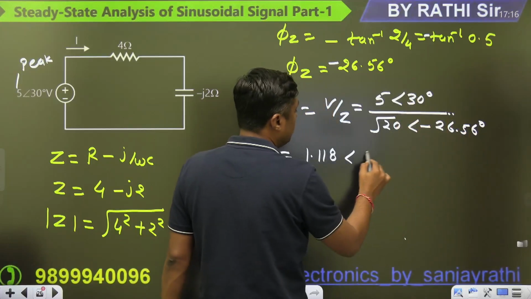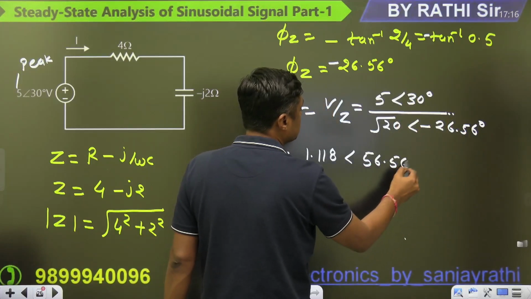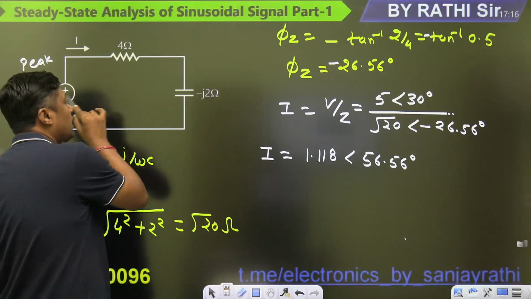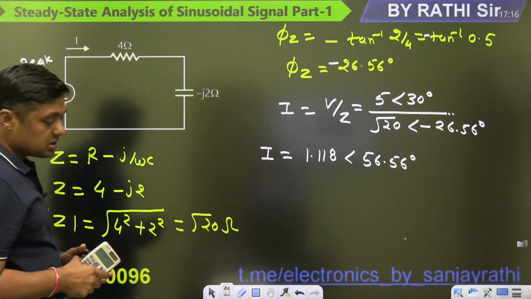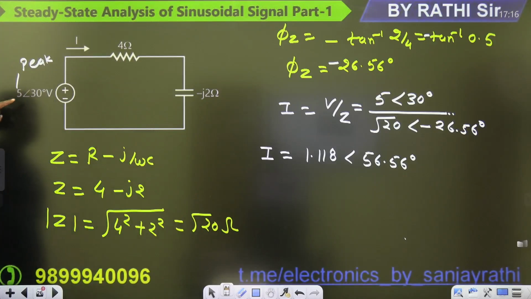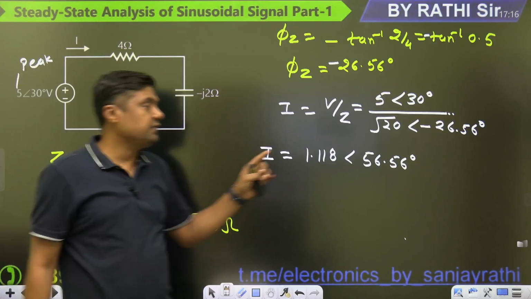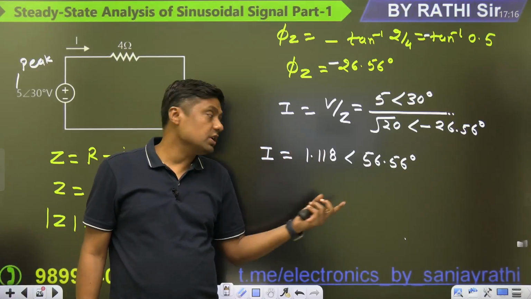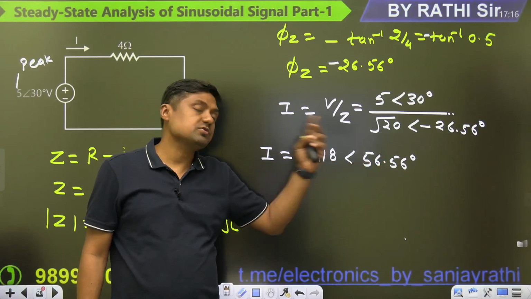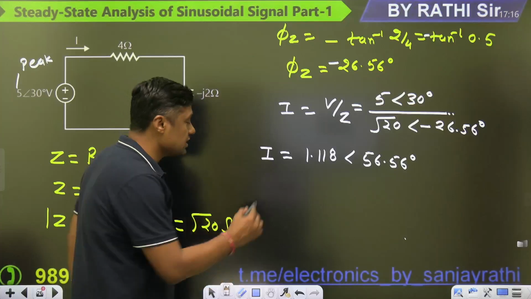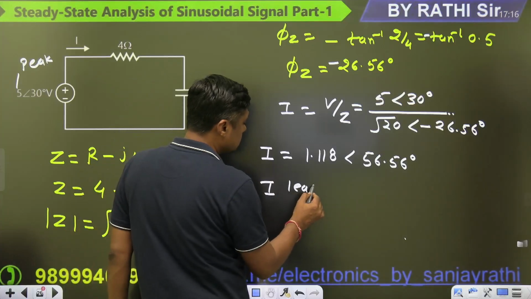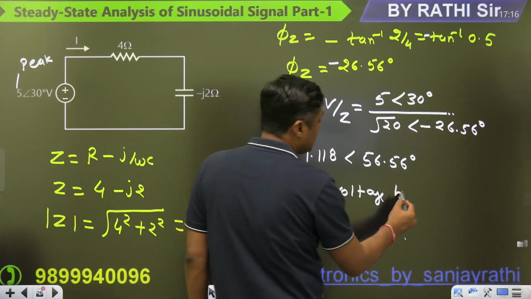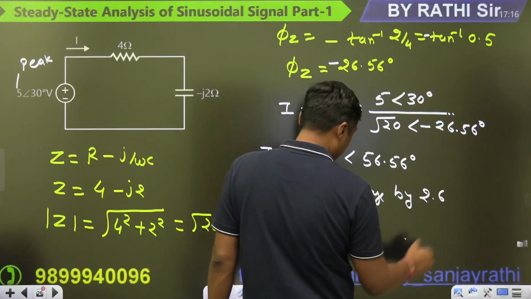It will add 56.56. So current leads the voltage. Because what is the angle of the voltage? 30 degree. And what is the angle of the current? 56.56 degree. Means current leads the voltage by 26.56 degree. Here directly you can say current leads voltage by 26.56 degree.